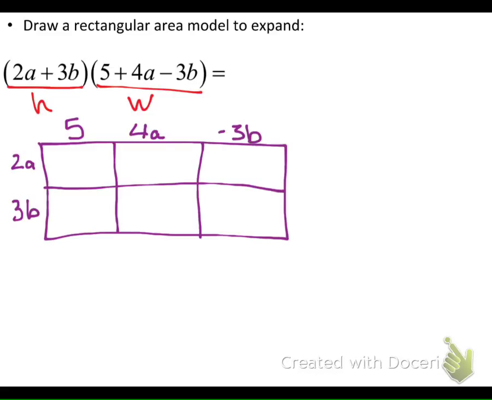All right, and now we can start finding our area. My very first box. Let's look at this one first. I have a height of what? Titisha, what's my height? 2A times 5 equals 10A.